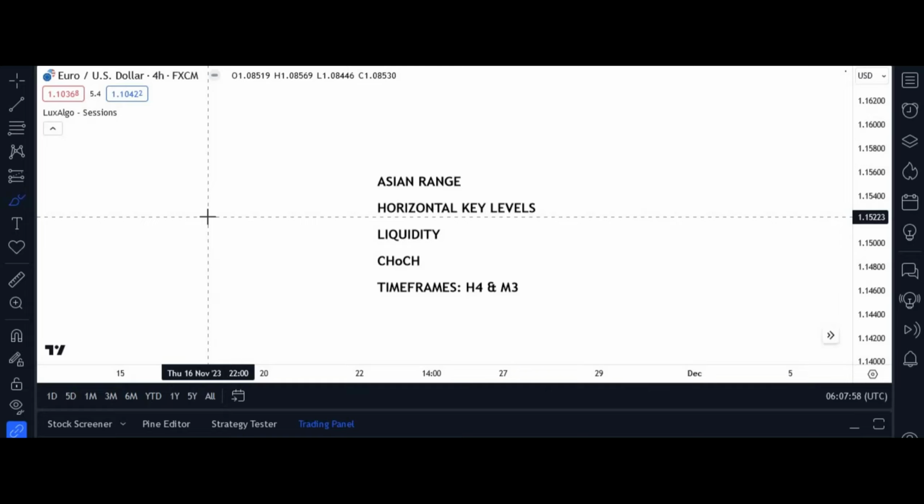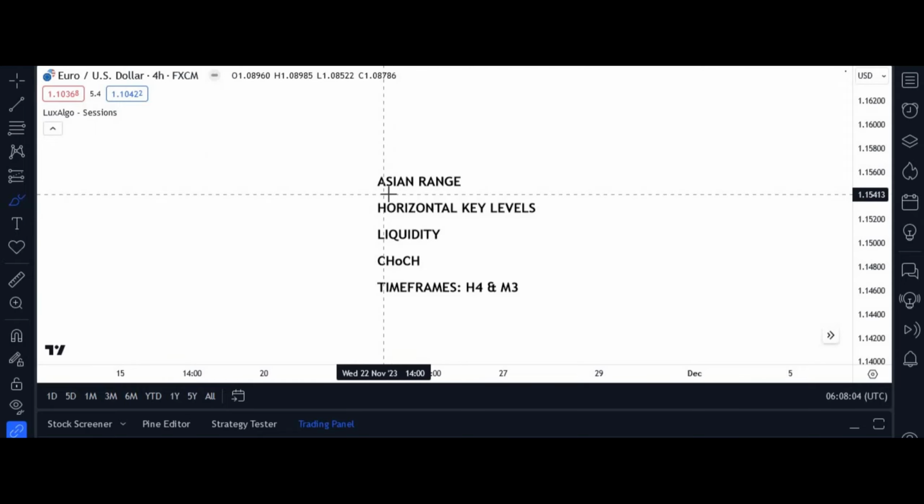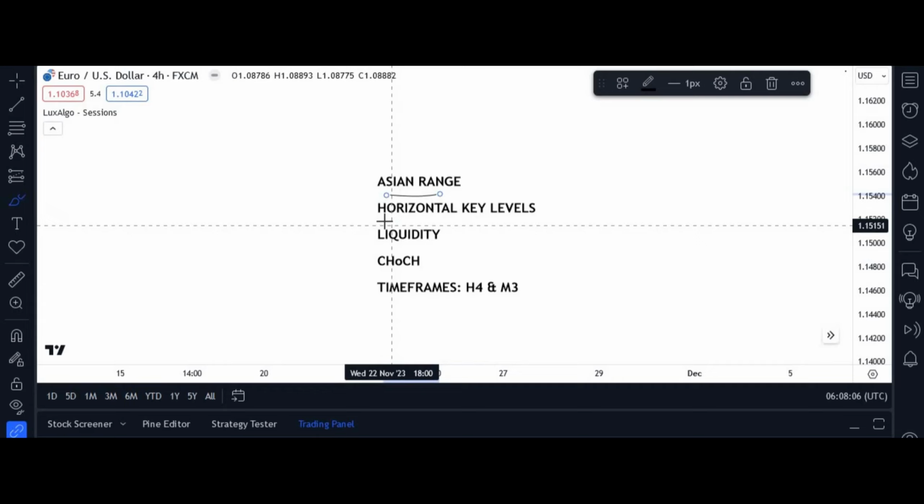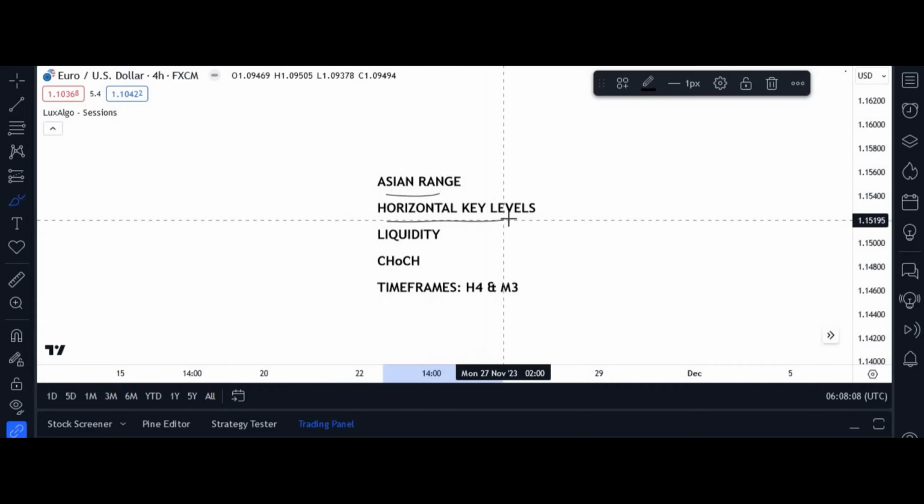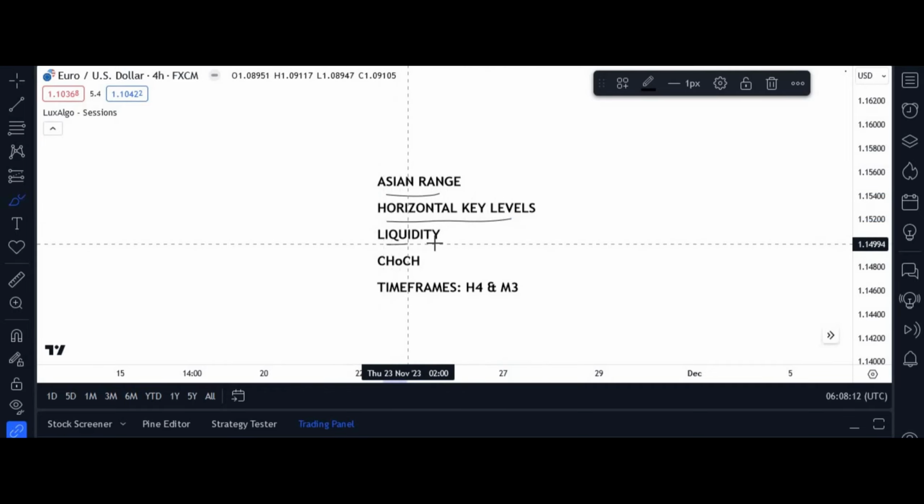Alright, so in discussing this strategy, there are certain key components that we have to take note of. The first one is the Asian range. The second one, horizontal key levels. The third one is liquidity. The fourth one is change of character.